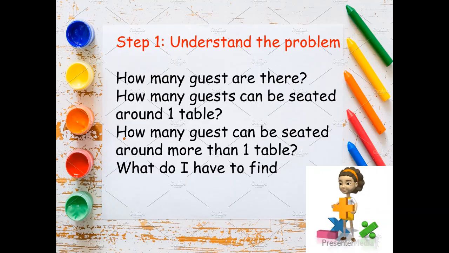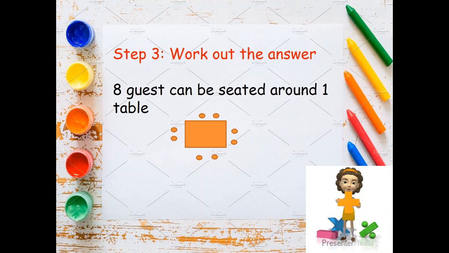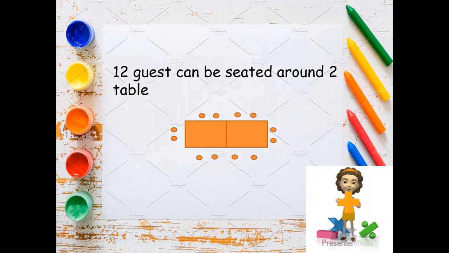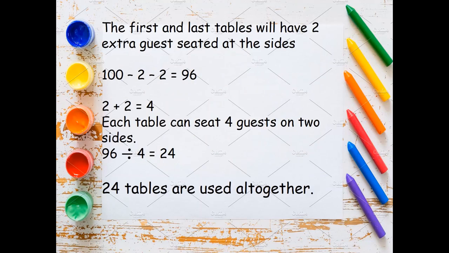Second step, plan. You can act it out or draw a picture. Step 3, work out the answer. So 8 guests can be seated around one table. You can draw a picture. 12 guests can be seated around 2 tables. Let us find out how many guests can be seated around more tables. The first and last table will have 2 extra guests seated at the sides.